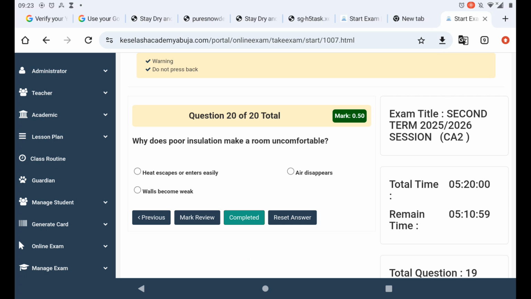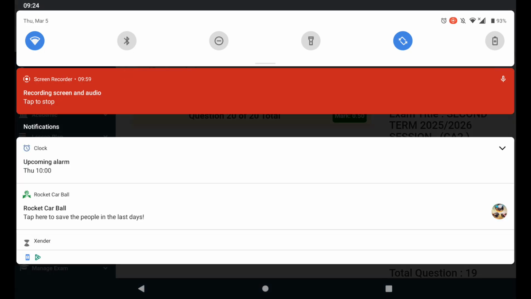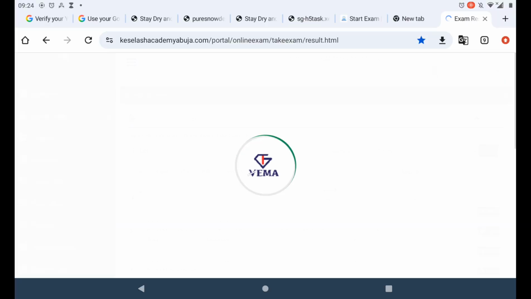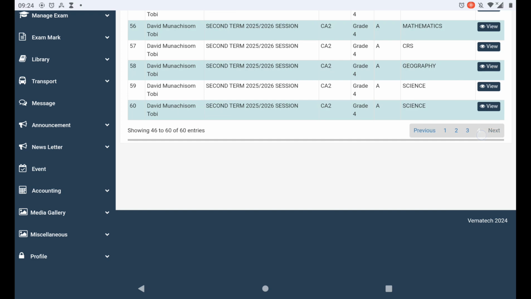Why do poor insulators make cold drinks warm? Because heat can escape or enter easily, no? I think it's this one. It's complete. Making a video. Let's press complete. Yes, now that's what it's called.